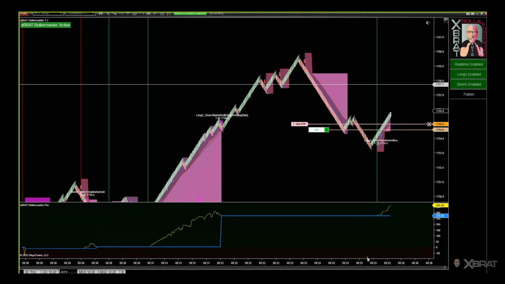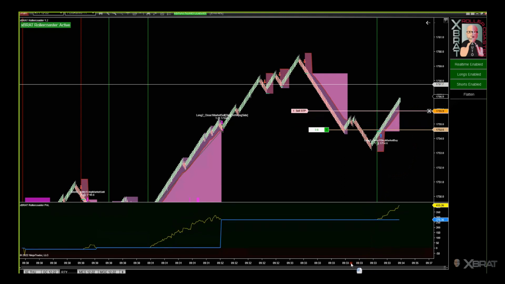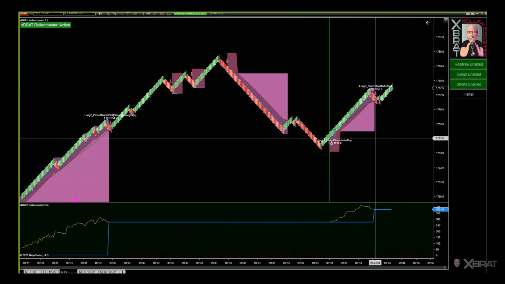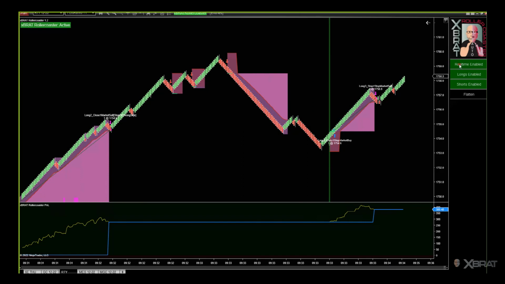We're risk free. Trailing stop moving. Real time is still engaged. We've made $380 now. I can disable that again.